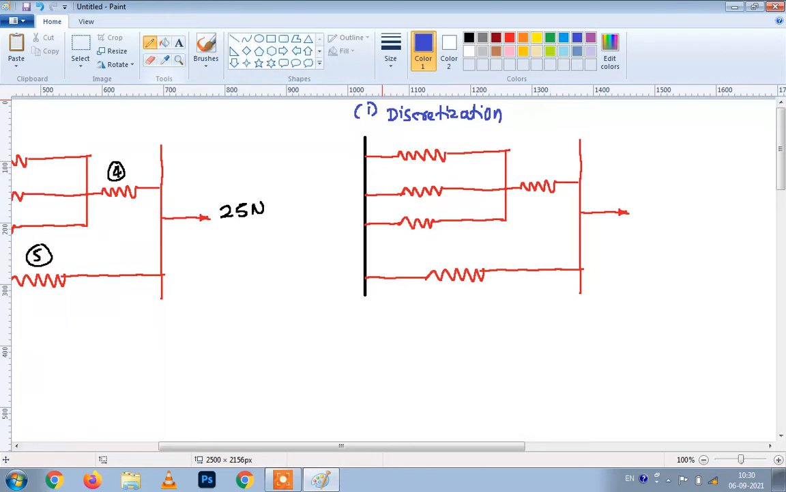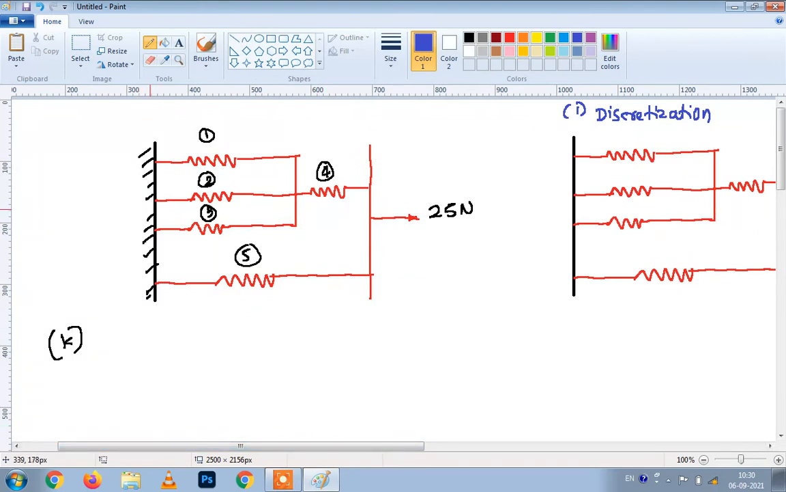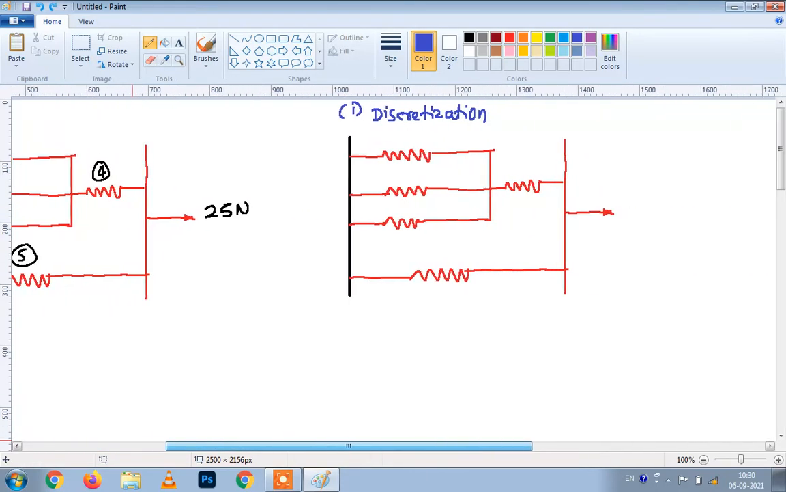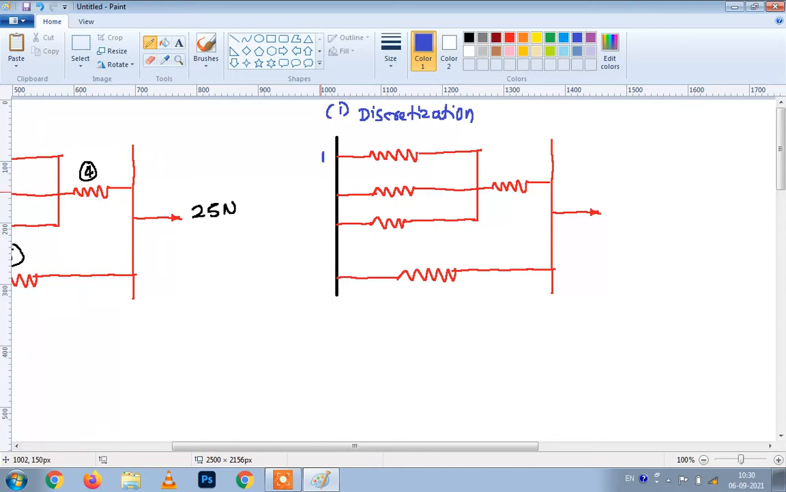This is a 1D problem. If you observe here, there is a fixed support, 5 springs are given with their arrangement, and at the other end a force of 25 Newton is acting. Considering this, it is a 1D problem. All these node points will be considered as node 1. As it is a fixed support, here we will get a reaction. Now this is node number 1, and this will be node number 2.